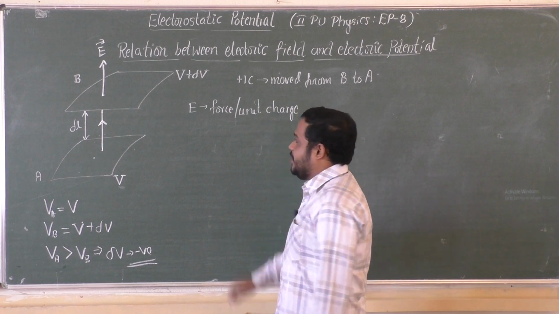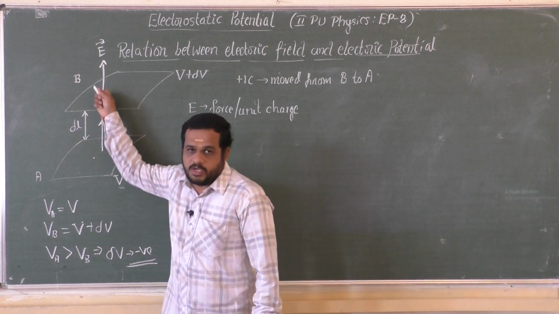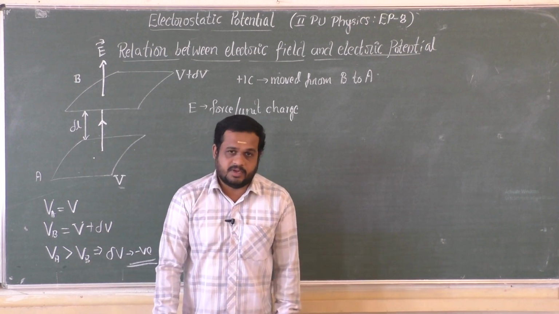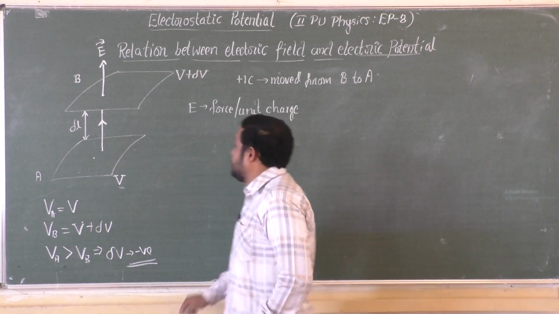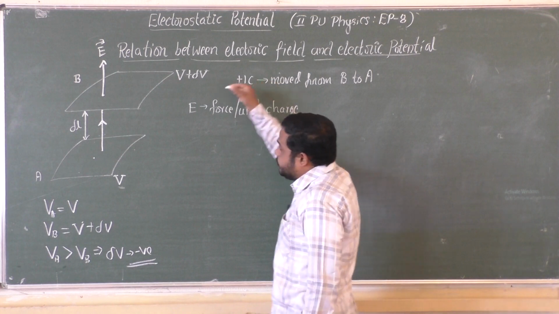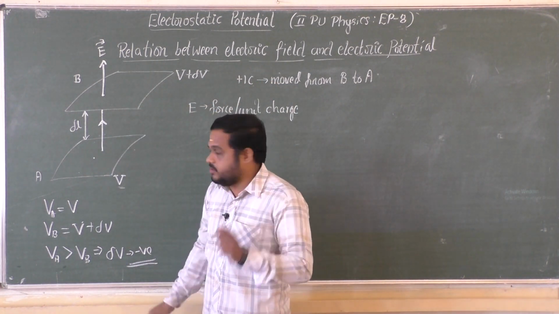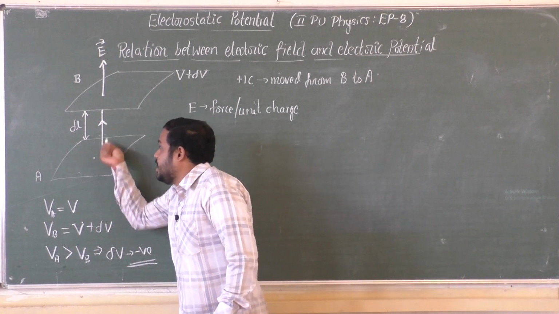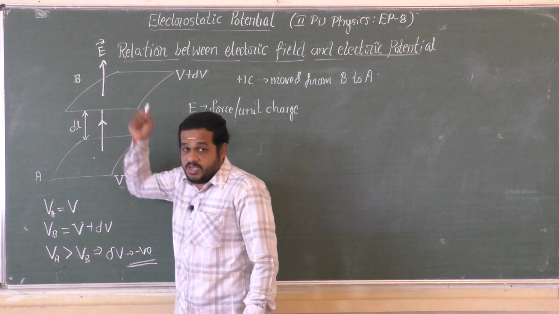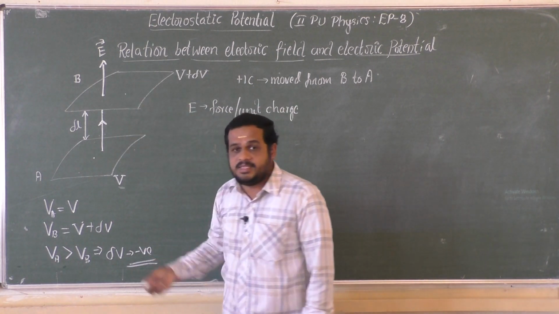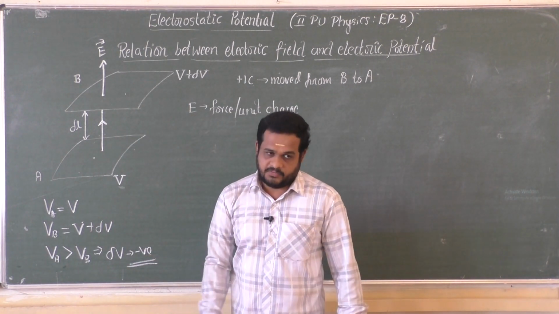Now, the direction of the electric field is from A to B because A is at higher potential. We are trying to shift a unit positive charge from B to A. Actually, force is acting on the unit positive charge from A to B, and we are trying to move it from B to A, that means against the electric field.